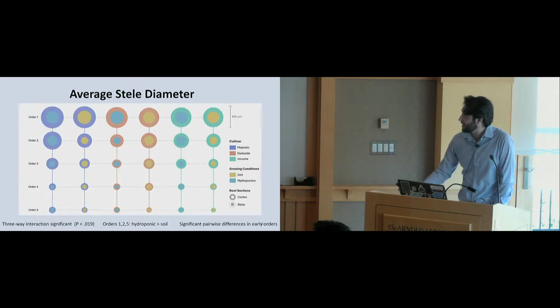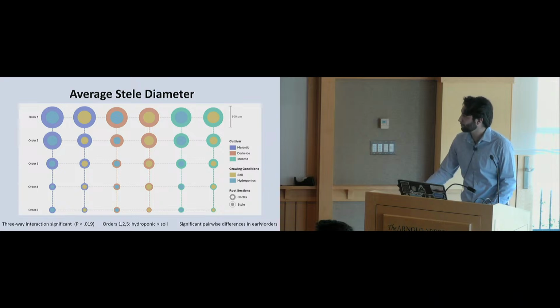So then if we look at our stele diameter, this is a very fun graph that took a very long time to make, and I'll explain it to you. All of these circles represent a root. The inner circle represents the stele of each root. If the inner circle is blue, that's a hydroponically grown plant. If it's gold, that's grown in soil. And then all the way on the left, we see our purple, same color scheme as before, that's our Majestic. Our Dark Side is the red in the middle, and then Income is on the right in green.